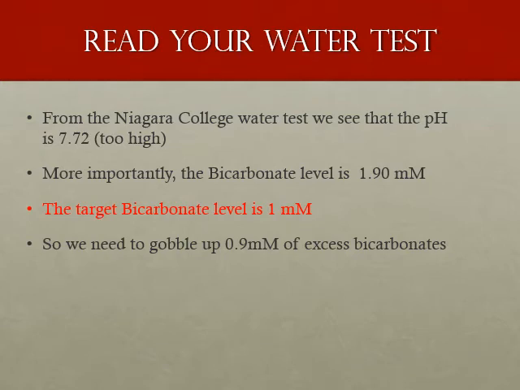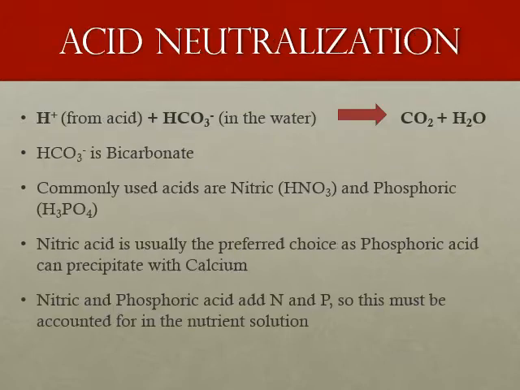Okay, so that pH is too high. We have a bicarbonate concentration of 1.9, and we have a target of 1 millimolar. So we need to gobble up 0.9 of excess bicarbonates. We have to react them with protons, just like that Pac-Man slide. We need to consume 0.9 so that we're left with 1 millimole.